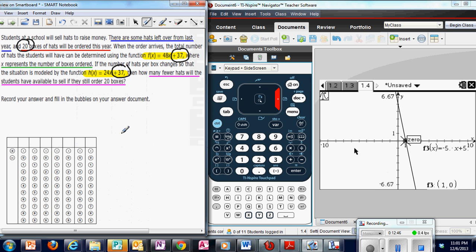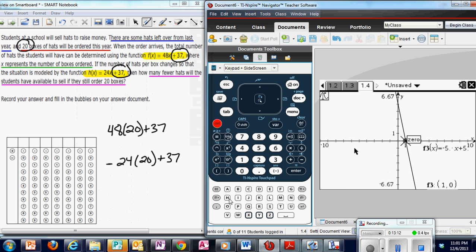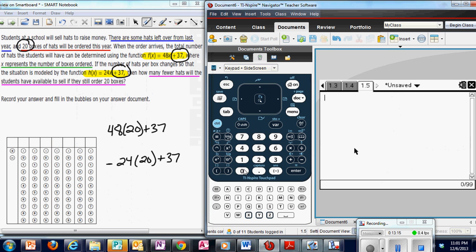So this is just something that we have to set up, but we let the calculator do the arithmetic. So 48 times 20 plus 37, all of that minus, I'm going to wrap it around, 24 times 20 plus 37. So I'm going to plug all of this in the calculator. Control I for a calculator page, 1, and type what I see.